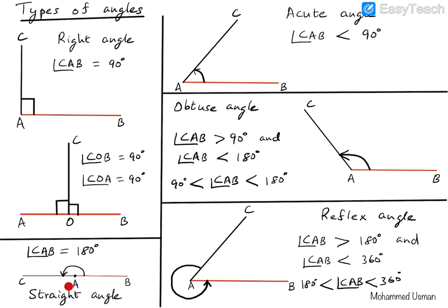So a complete circle starting from the starting point, coming back to the same starting point, will give us 180 plus 180, a total of 360 degrees. Okay, so a straight angle is when the two line segments form a straight line together. So they fall in the same straight line.